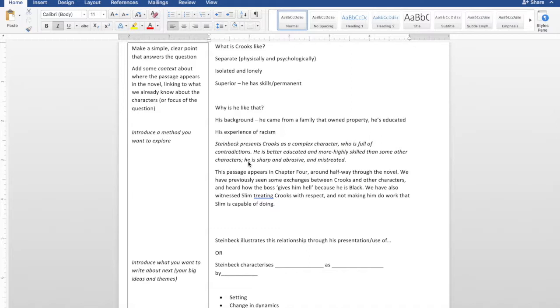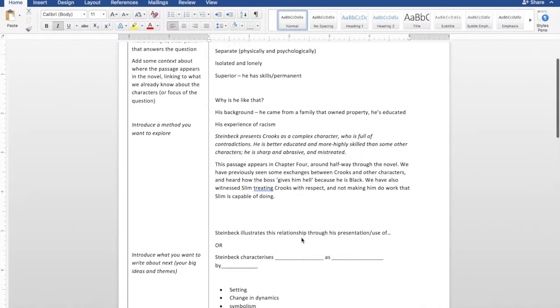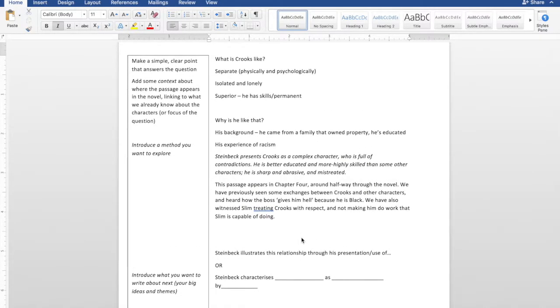And it's interesting, actually, you could draw out that idea that the only characters that Curly's wife has any power over are the weakest characters, the characters who are crippled, the characters who are black, and Lennie, who has a learning difficulty. Okay, so those are the sorts of ideas and things that you want to think about.